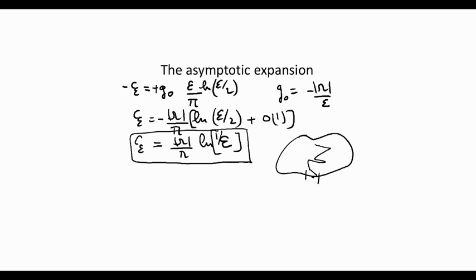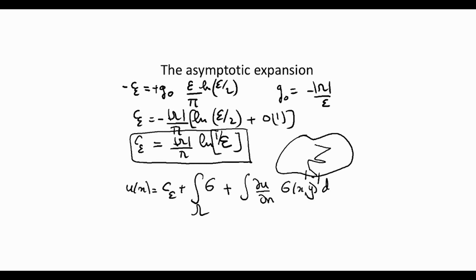Now there is something that we have to finish for this calculation: what happens if we go back to the equation for u of x? So this is C epsilon, but there was an integral of the Green's function plus there was this flux term, so this is over the boundary of omega, du dn, J of x and y, d sy of y. So this is an order 1 term.